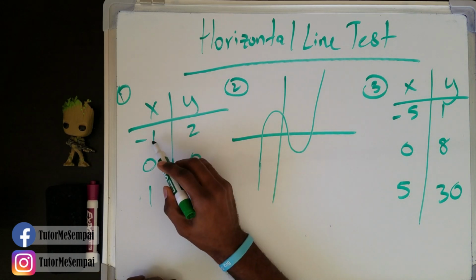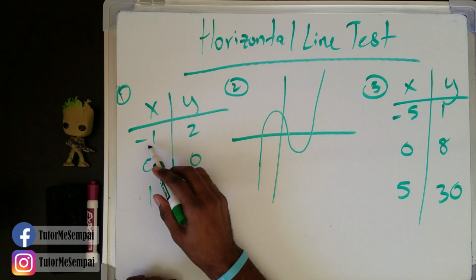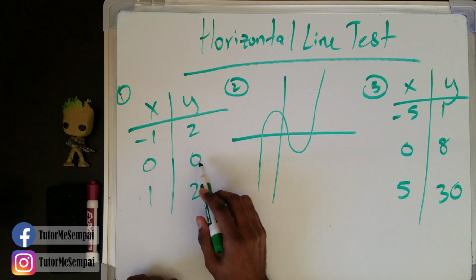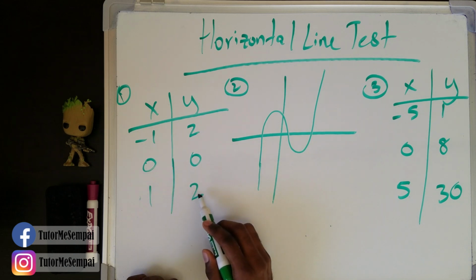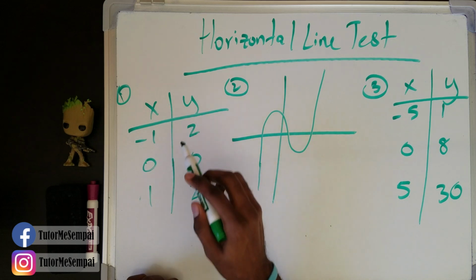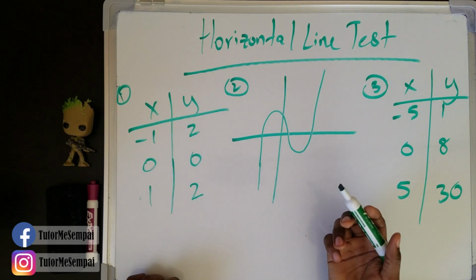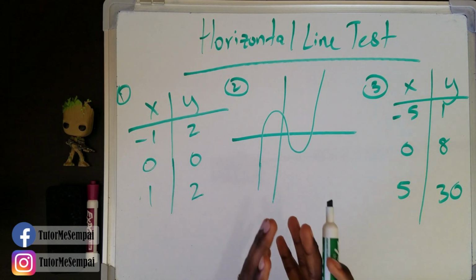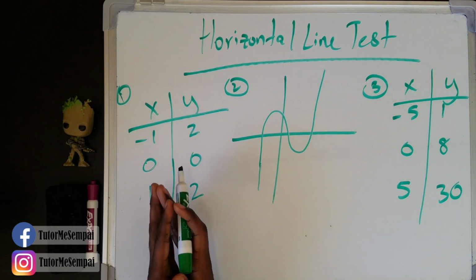Let's check. So this x goes to 2. So -1 goes to 2, right? This x goes to 0. 0 goes to 0. This x goes to 2. Now 1 goes to 2 and -1 goes to 2. Would that pass the horizontal line test? Is this going to be 1 to 1? Are all the y values going to be different for all the x values?